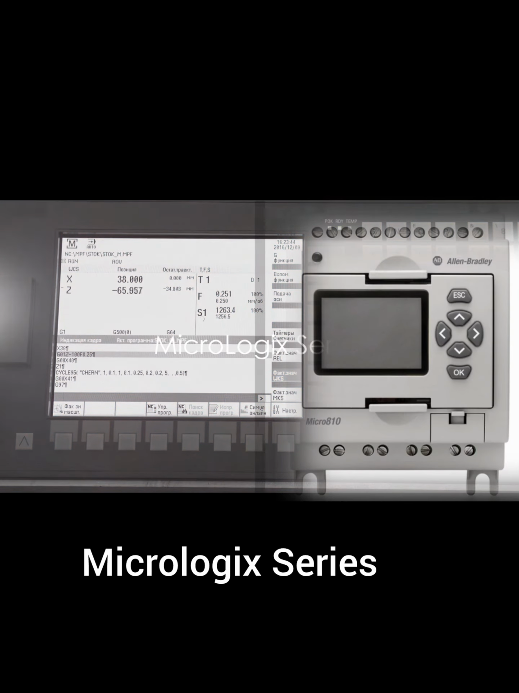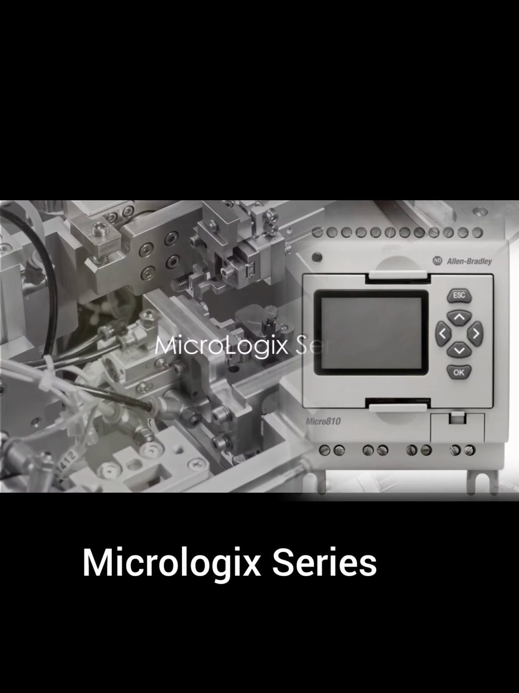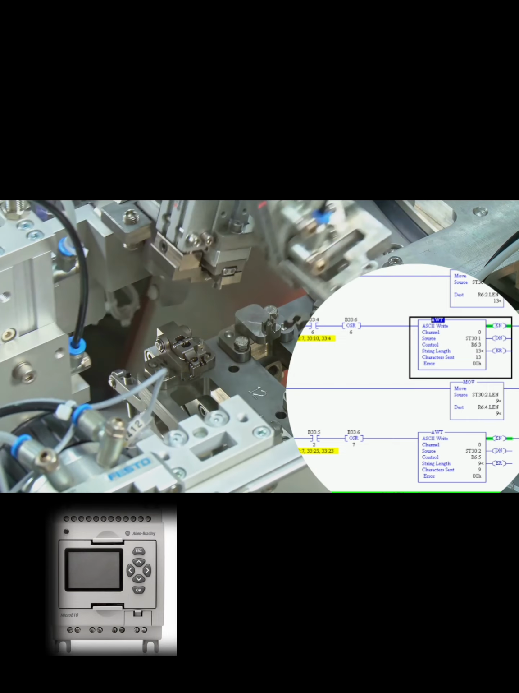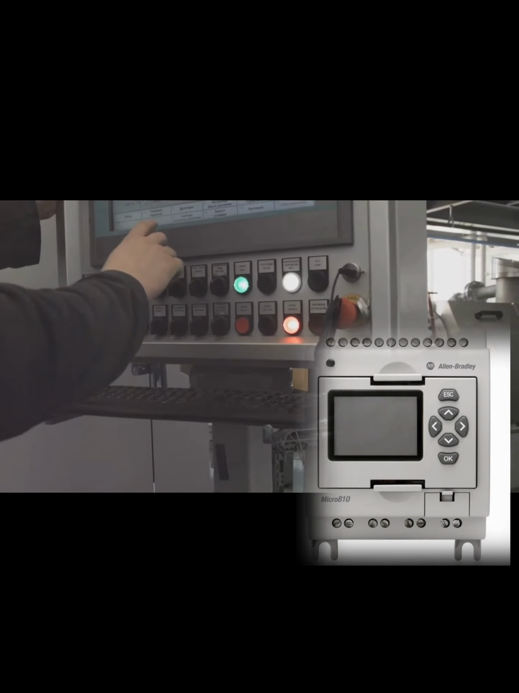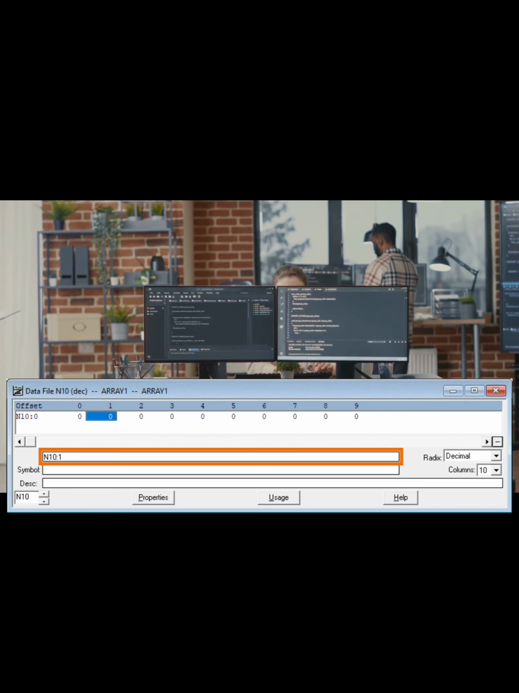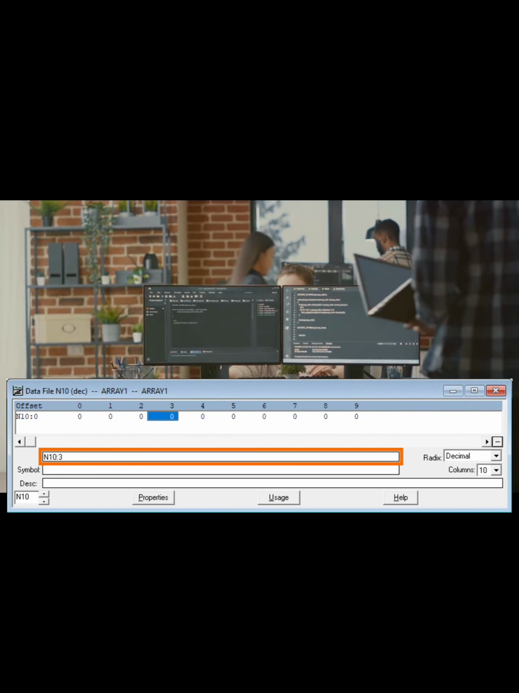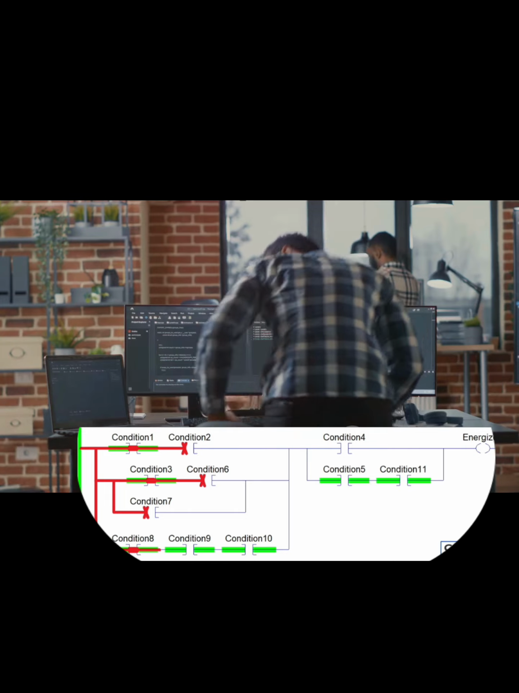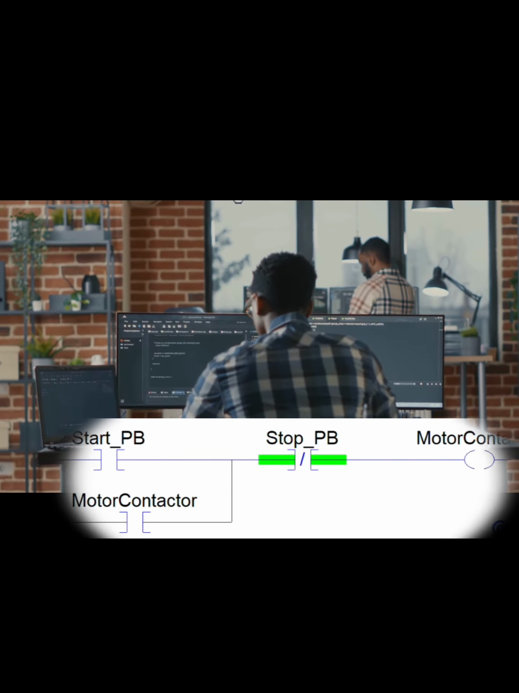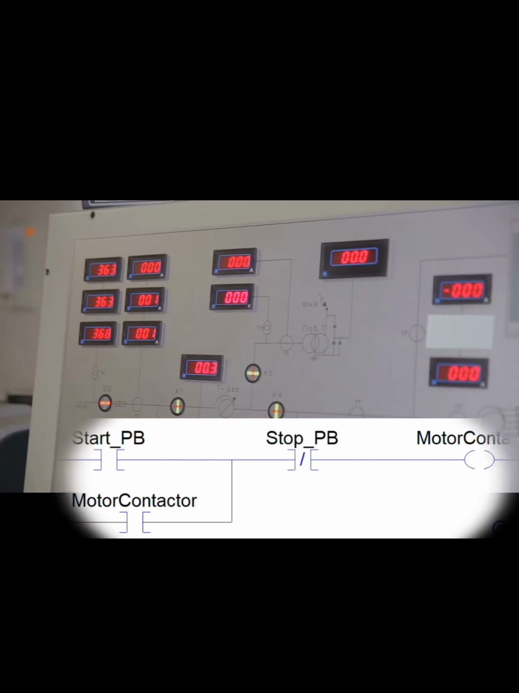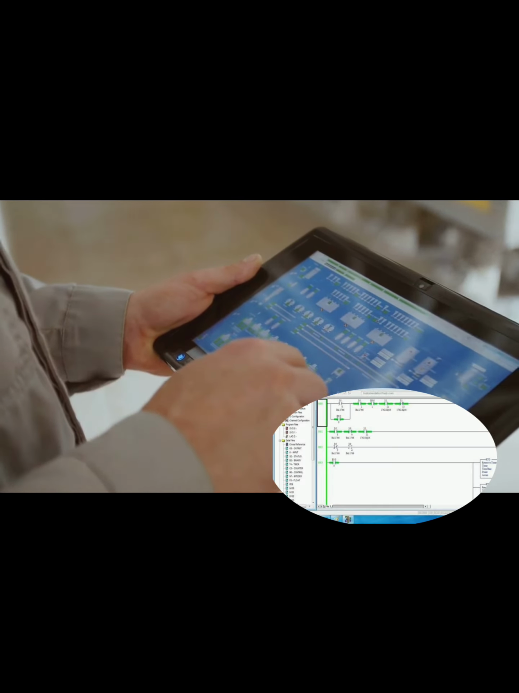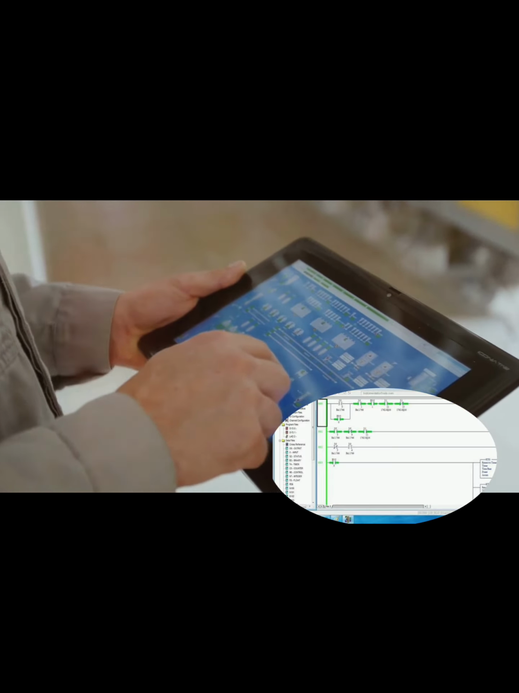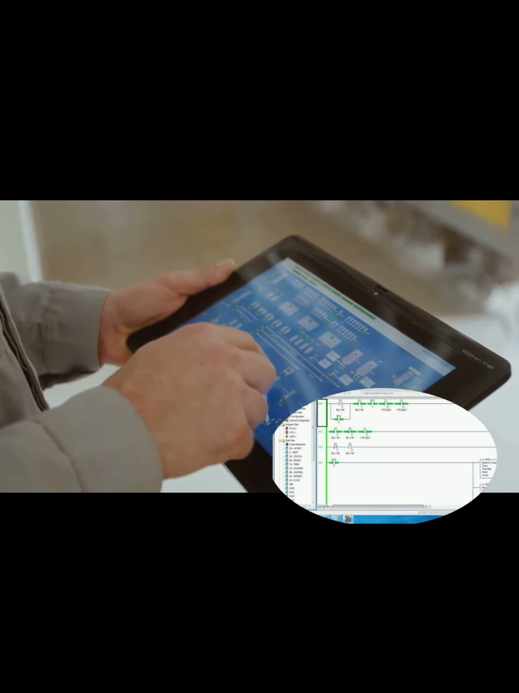First up, we have the MicroLogix series. Known for its cost-effectiveness, this family of PLCs is an excellent entry point for small to mid-sized applications. One of the key advantages of this series is its user-friendly software, the Connected Components Workbench, which simplifies programming. Additionally, these PLCs are compact and versatile, fitting seamlessly into various environments. However, they do come with a caveat: limited processing power and I/O capability, which means they might not be the best fit for handling complex tasks.